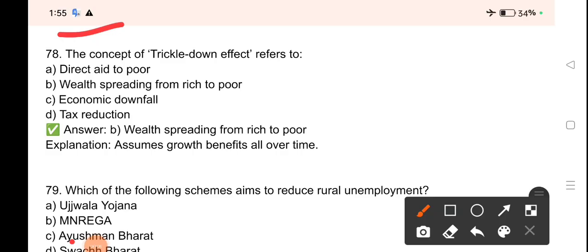The concept of trickle-down effect refers to direct aid to poor, wealth spreading from rich to poor, economic downfall, or tax reduction? Wealth spreading from rich to poor is the concept of trickle-down effect. It assumes growth benefits all over time.